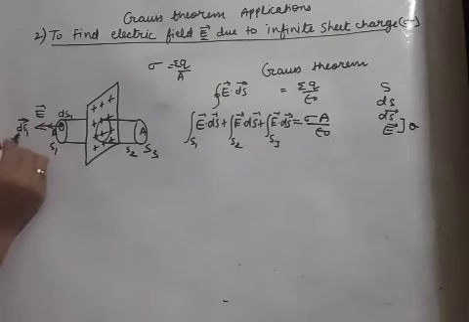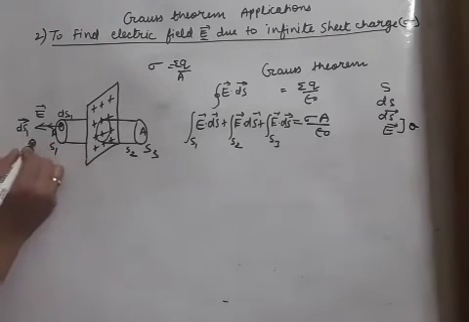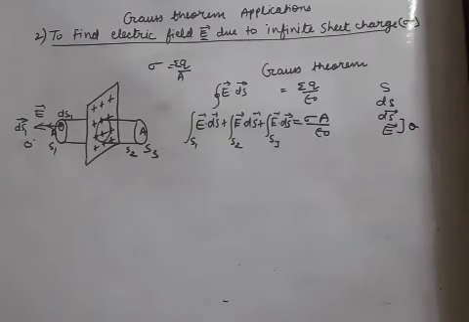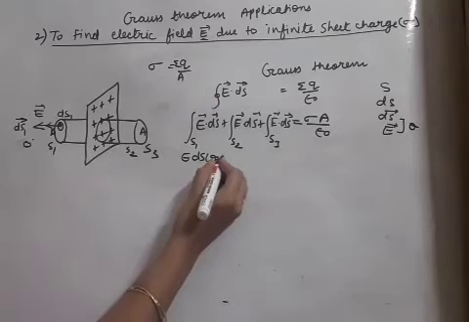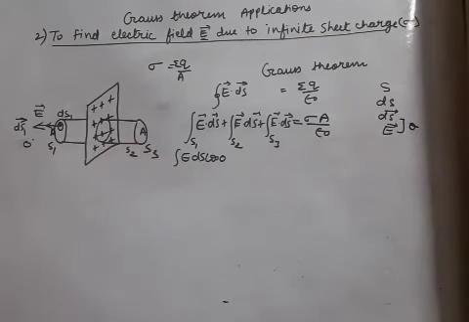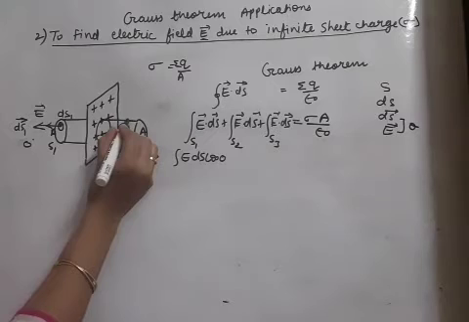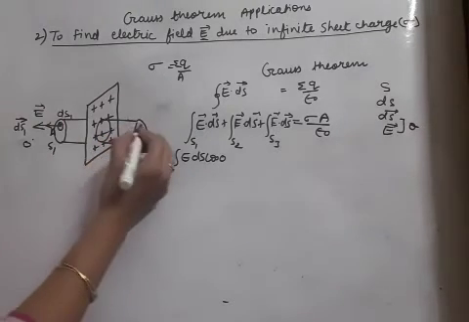So E and ds1 vector angle. You can see both are in the same direction. Angle theta is 0. So for the first surface, E ds cos 0. Then for the second surface, okay, let us solve for the third surface first, because it is also a vertical circle.